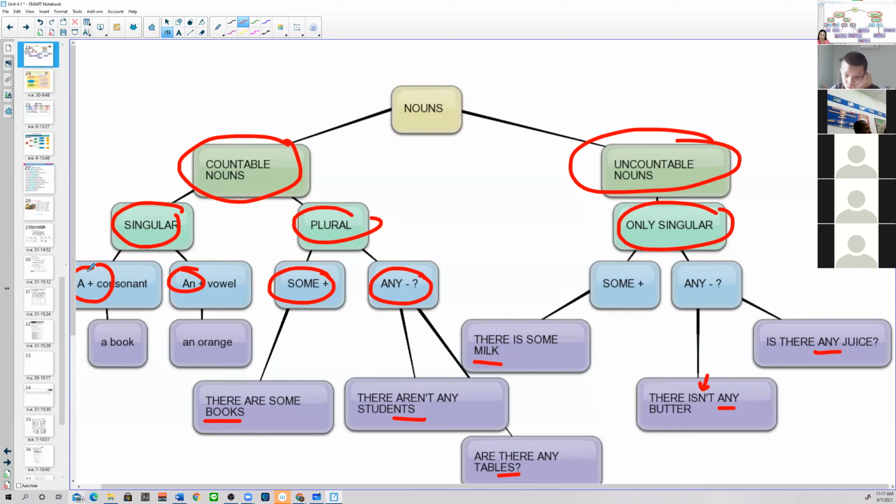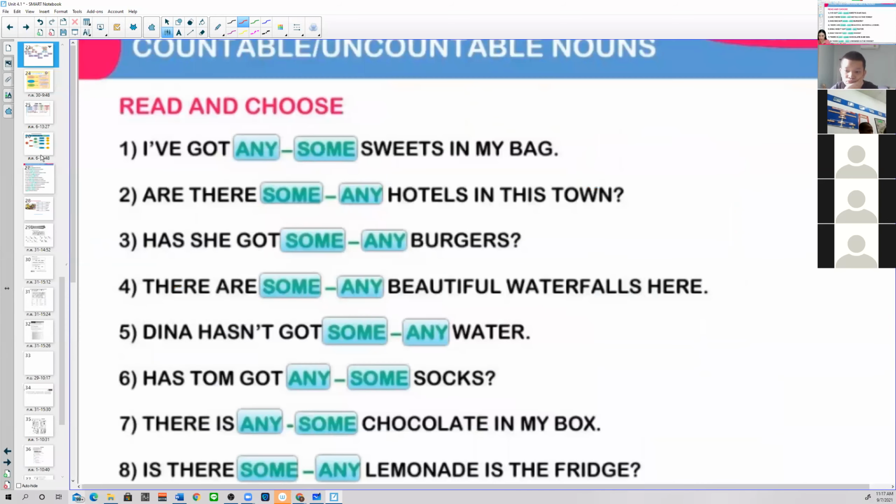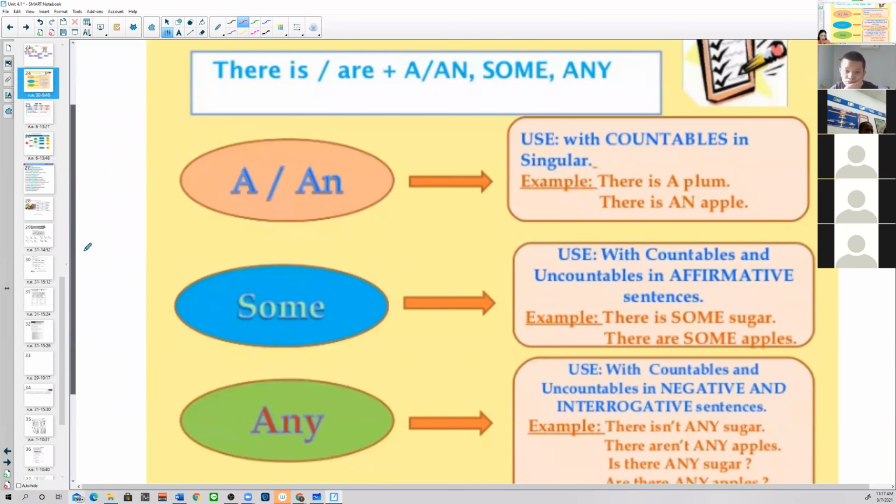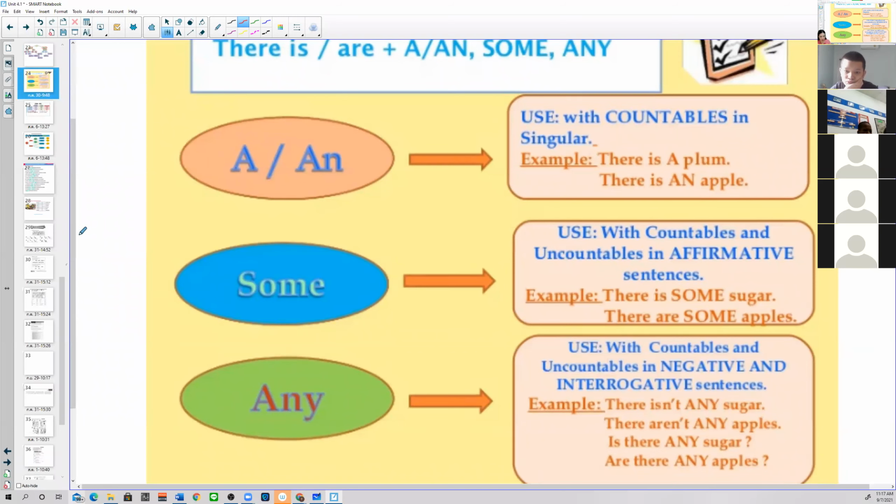The only one that's different is countable noun in singular. We don't use some or any with them. We're using a or just say one, right? There is one book on the table. That's what we said. I think I've had enough explanation, right?